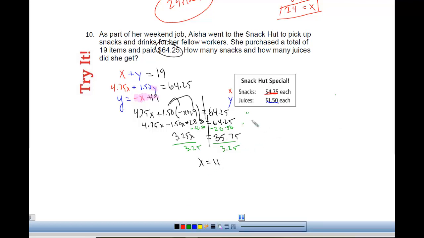Okay, so then you could sub it back in there. So 11 plus y equals 19. Subtract. So we know that the solution, or the intersection, is 11, 8. So what does that really mean? It's 11 snacks and 8 juices. Okay. Bring any questions tomorrow and we'll get some more practice.